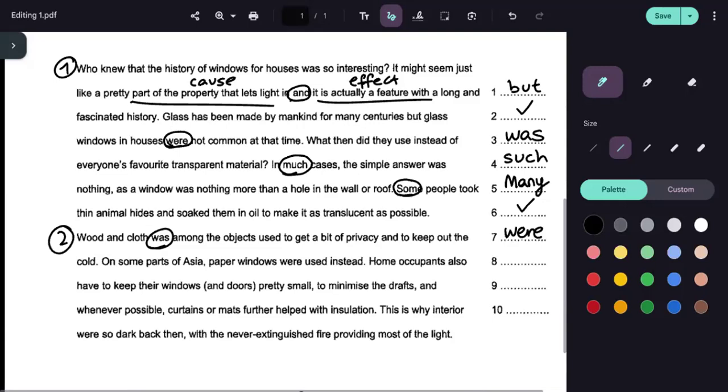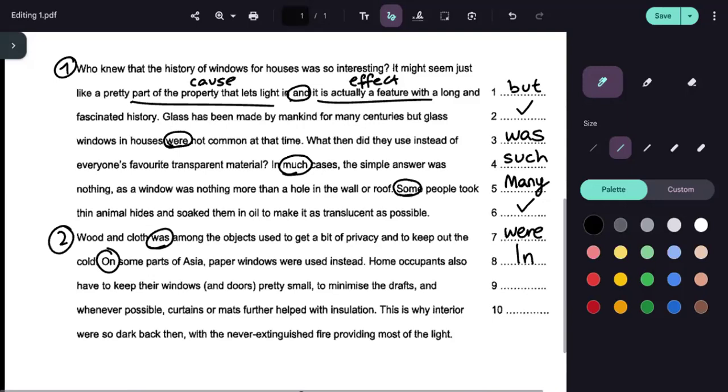Now, it's not "on", it's "in" some parts, because Asia is a place. "On" is used to describe something that is not a place. "In", when I say, let's say, "in Africa", means that I'm talking about the specific place called Africa. Okay, so I stop at "also".